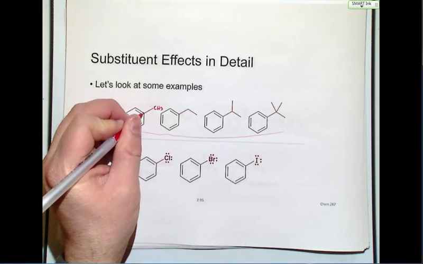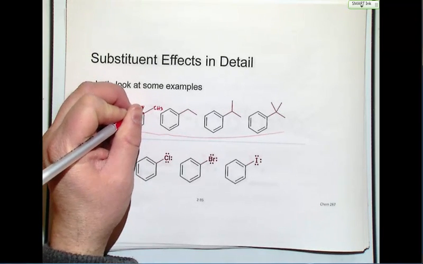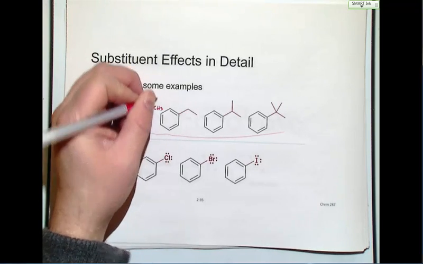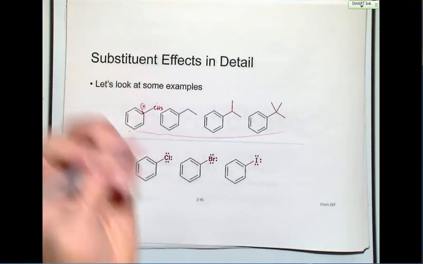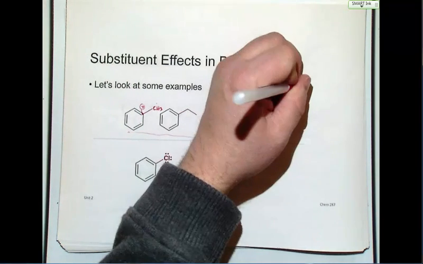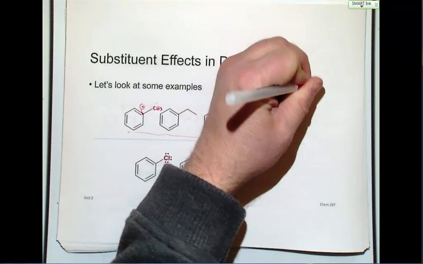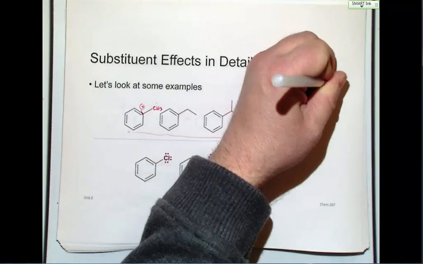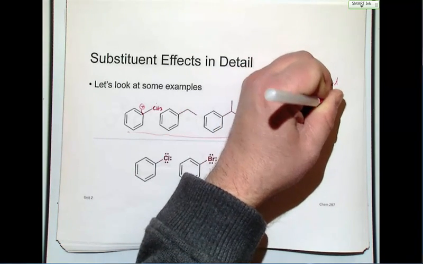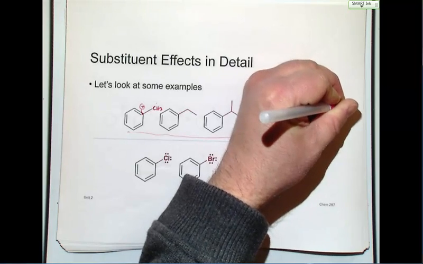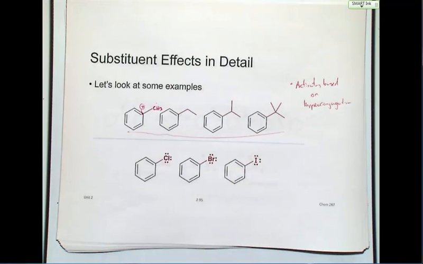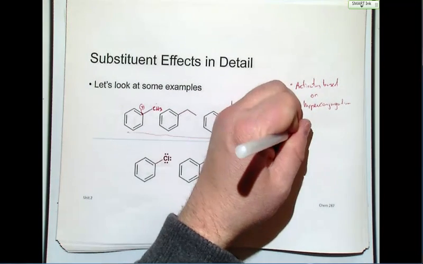Remember in our EAS, we can generate a carbocation, like here, for instance. Hyperconjugation stabilizes that. That's what all these alkyl substituents are doing, so these are activators based on hyperconjugation. But these are not nearly as strong as our lone pair donors, so we'll call these weak activators.